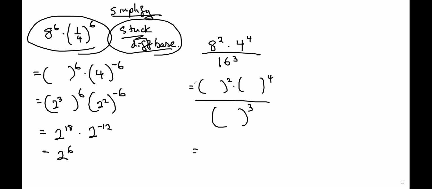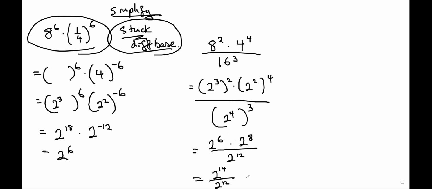All right, copying. The 8 is 2 to the power of 3. 4 is 2 to the power of 2. And 16, probably got a clue, 2 to the power of 4. Which means the top numerator is 2 to the power of 6 times 2 to the power of 8 over 2 to the power of 12. Exponent law, adding exponents, adding the powers, sorry. 2 to the power of 14 over 2 to the power of 12. And then exponent law, division means the exponent powers will subtract. 2 to the power of 2.